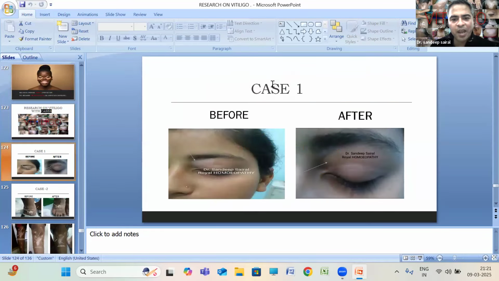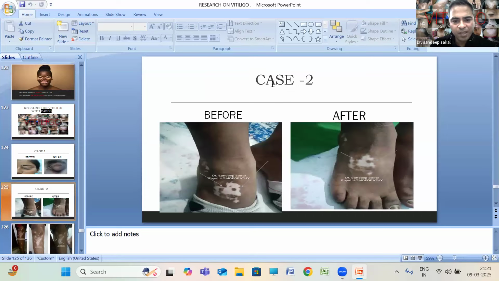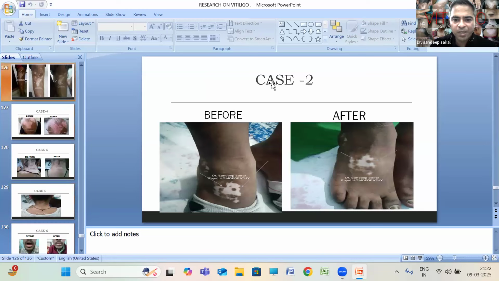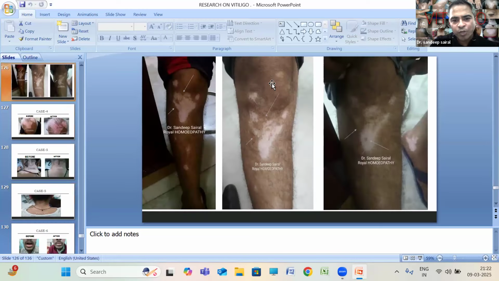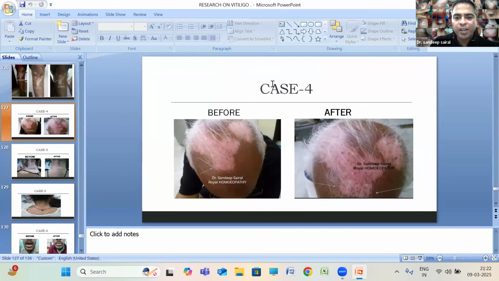See, there's vitiligo on the eyelid patches. It got better with the medicine. There was vitiligo on the foot, and the small spots got connected to the border. Vitiligo on the leg, the northwest region, got better. After that, in the third slide, you can see very good improvement. In the slide, one more spot initiated. And there is a vitiligo patch on the scalp with pigmented black spots.